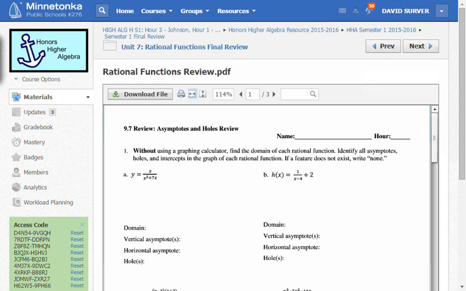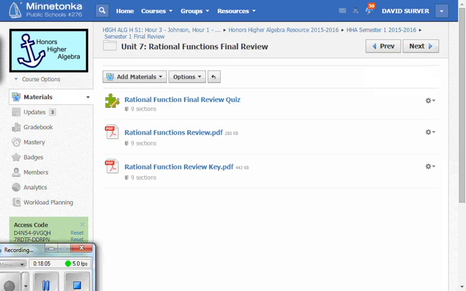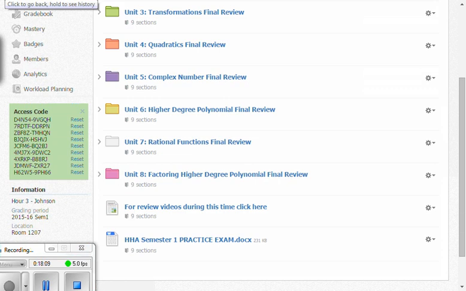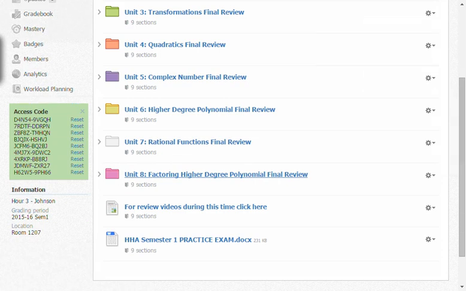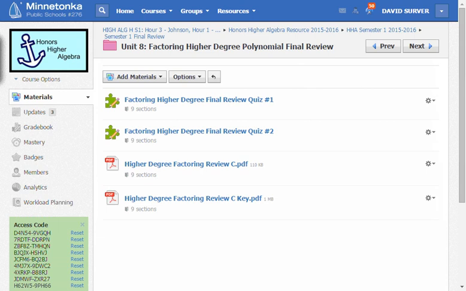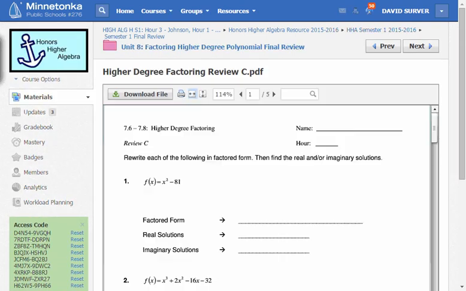Now we're going to go do the other type of problem here, and that is not rationals anymore, but factoring higher degree polynomials. Thankfully, we only have one worksheet in here, so we can finish this off with this one worksheet. Everybody open that one up. Higher degree factoring review C.